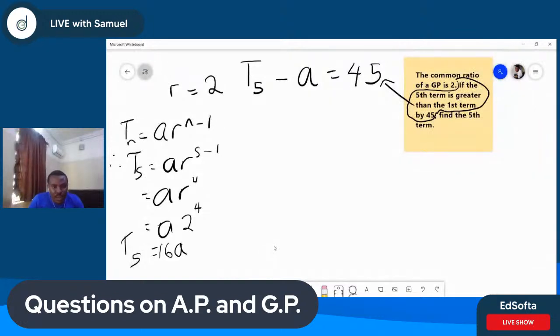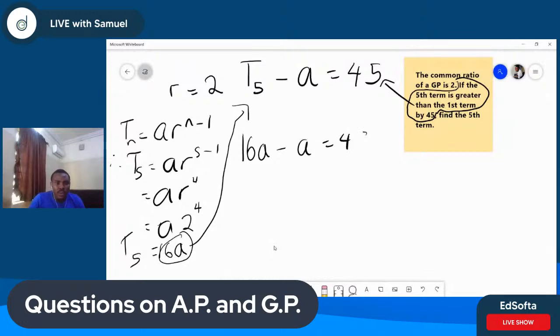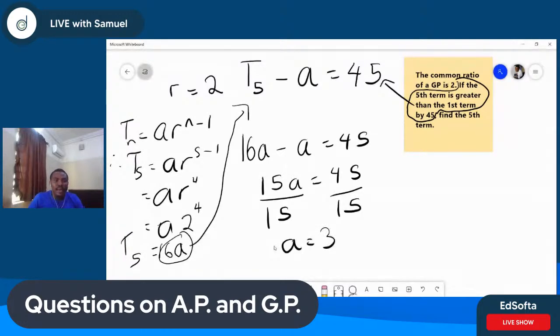We can substitute this back into this equation so that we have 16A minus A is equal to 45, which will give us 15A is equal to 45. And from our elementary mathematics, we divide both sides by 15. A will be 3. So our A is 3.